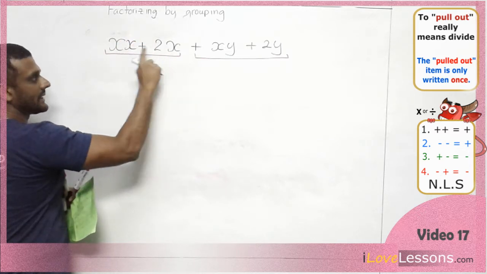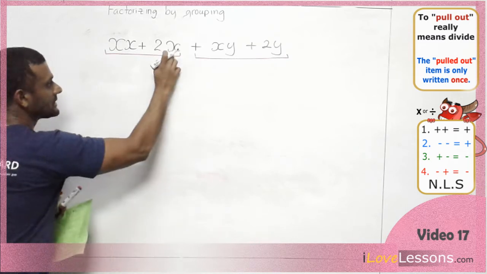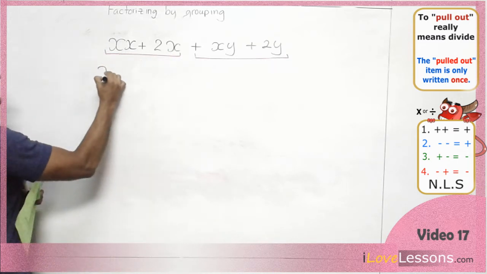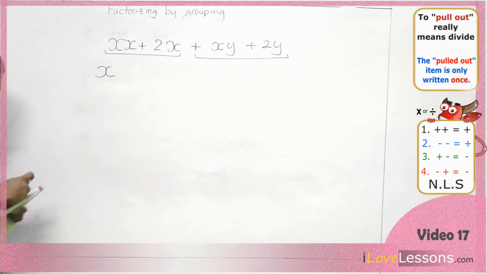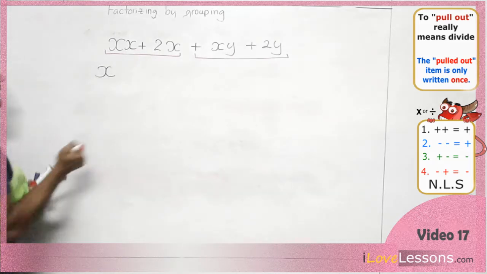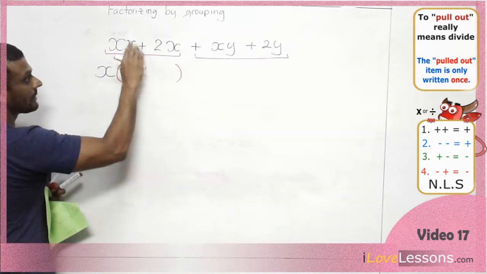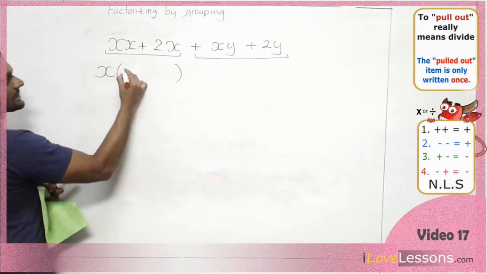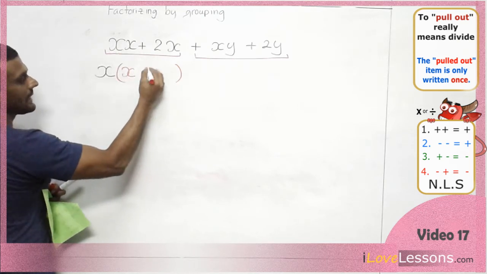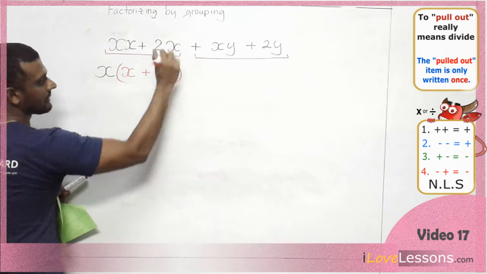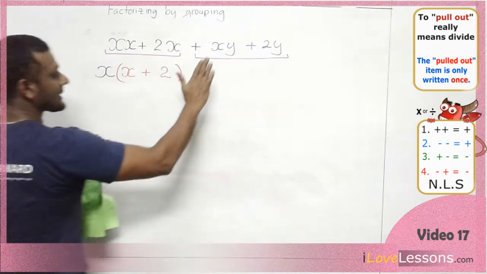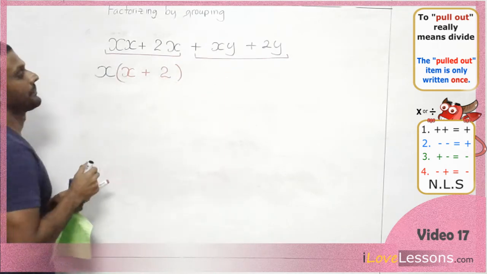He has an x to spare and he has an x to spare. So because both of them are the same, I think I should pull out x. If I pull out x from here, if I pull out one of the x's, I'll be left with x alone. And if I pull out x from here, I'll be left with 2. So let's factorize this one here.